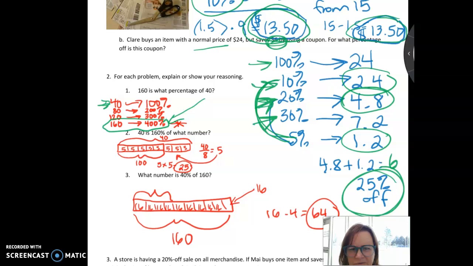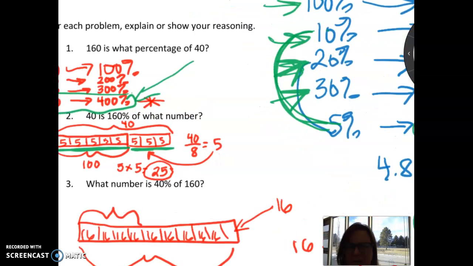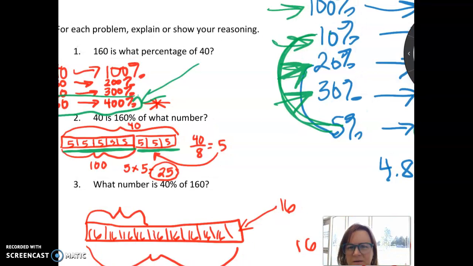The next one, I'm using a strip diagram. I'm trying to figure out what number 40 is 160% of. You'll notice in my strip diagram I have 100%, that's this chunk right here, and then I have another 60% so that I can look at 160%. Then I indicated that that entire strip altogether would be 40, and I'm dividing it up into 8 pieces, and 40 divided by 8 gives me 5, so I know the value of each of those pieces is 5.